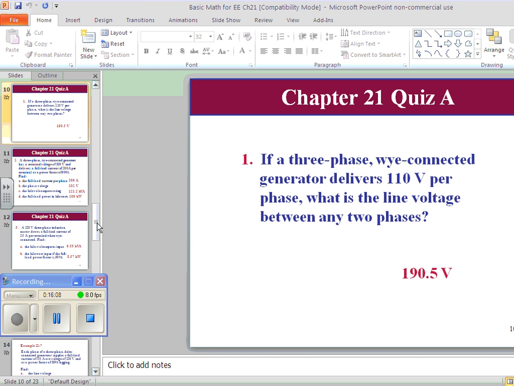The three-phase Y-connected generator delivers 110 volts per phase. What is the line voltage between any two phases? Well, that's really easy. If the phase voltage in a Y is 110, we're going to multiply that times the square root of 3, right? Which will give us 190.5. Is that correct? Yep. Not much of a quiz if you ask me, but okay.